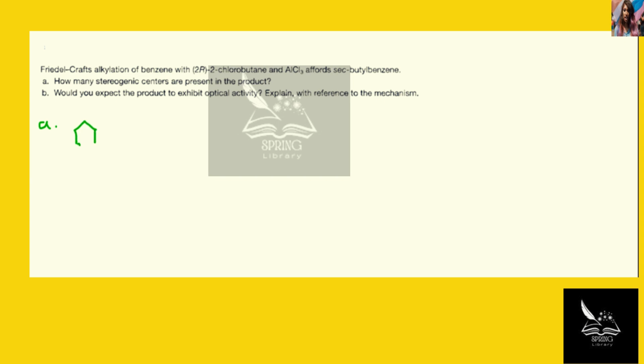So we are taking the first part first. A, how many stereogenic centers are present in the product? So how is the product formed first?